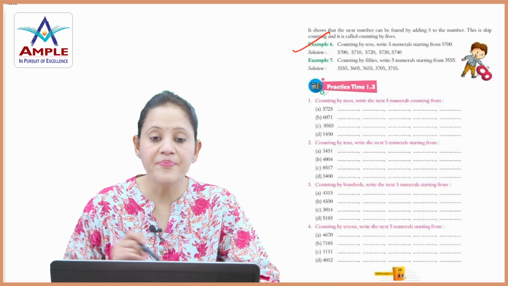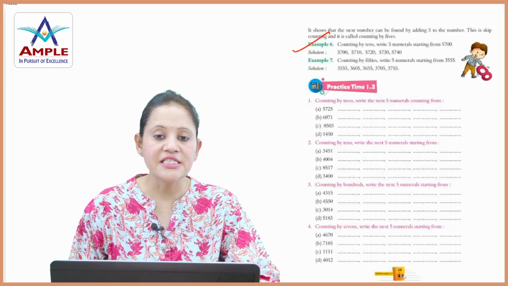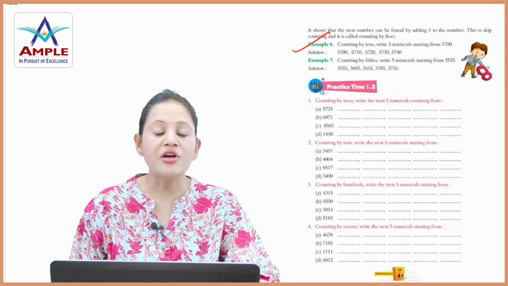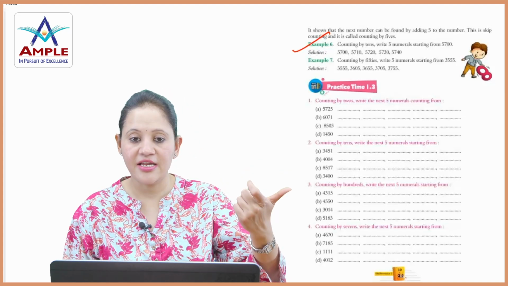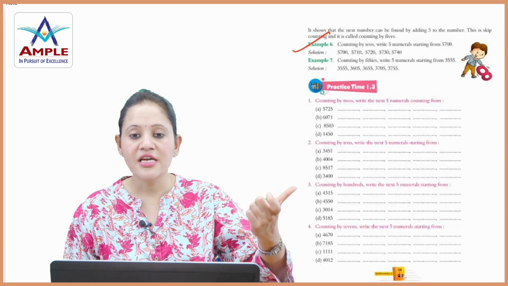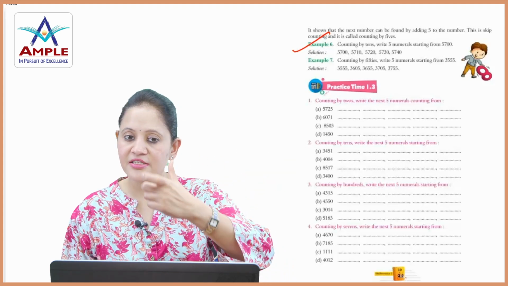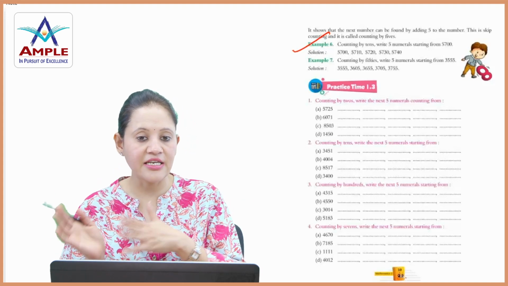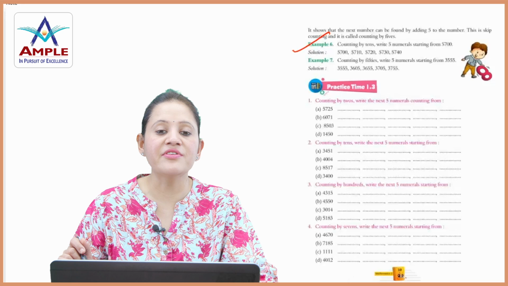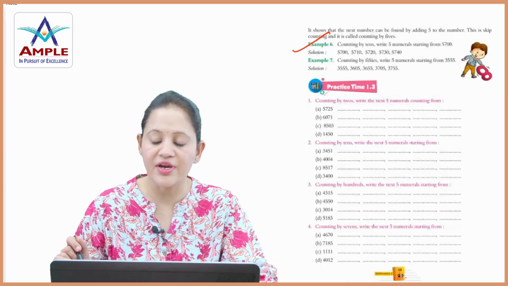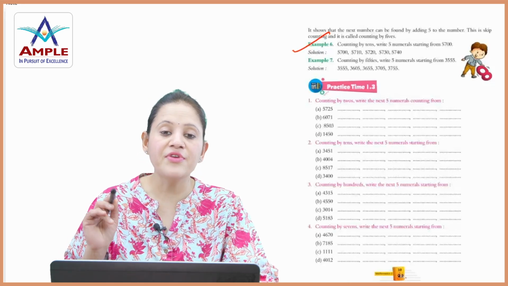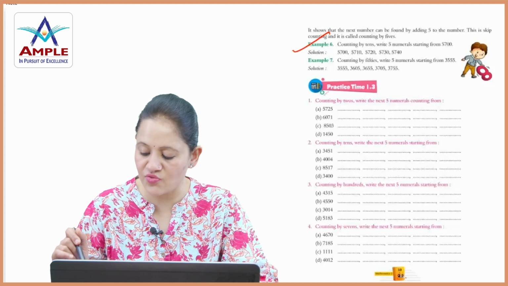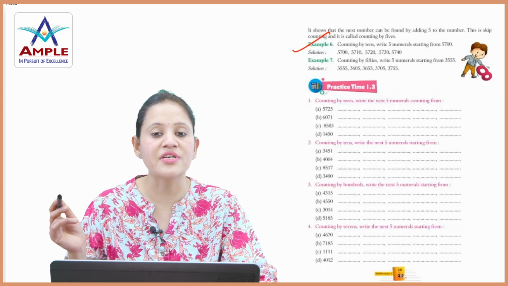Now we'll take an example. Counting by tens, write 5 numerals starting from 5700. So counting by tens means skip counting by 10. Every time we will skip 9 numbers and write the 10th number, or we'll add 10 to the previous number and get the next number. So the first number is 5700. If we add 10 to it, we'll get 5710. Again, if we add 10 to 5710, we'll get the next number, that is 5720, 5730, 5740, like this.